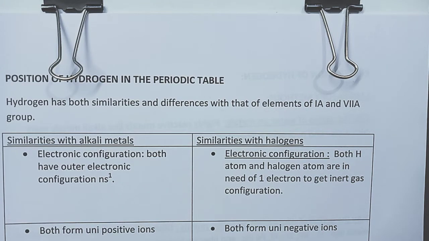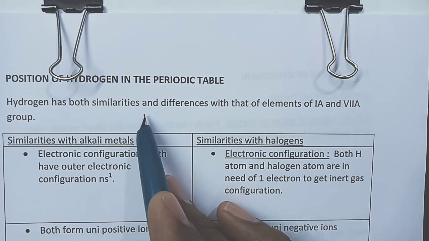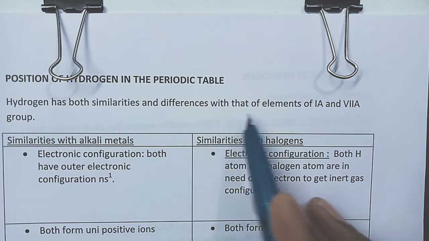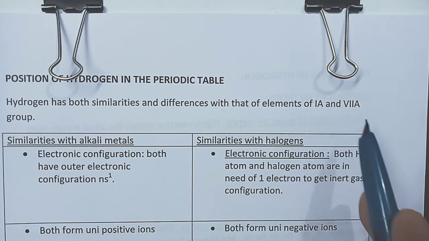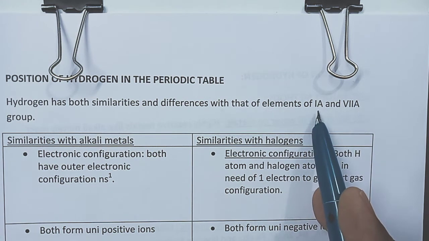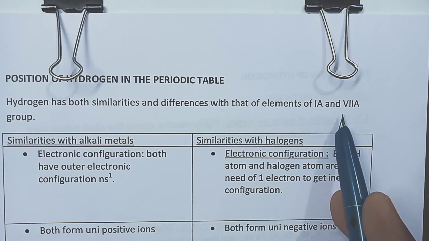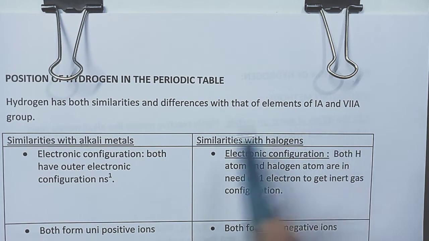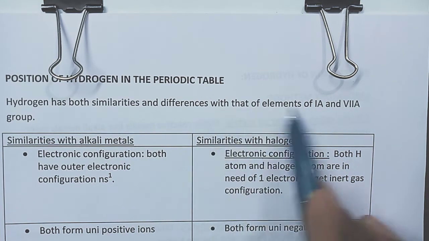Position of hydrogen in the periodic table. Hydrogen has both similarities and differences with the top elements of 1A group and 7A group. 1A group elements are alkali metals, 7A group elements are halogens. Hydrogen will show some similarities and some differences with these elements.